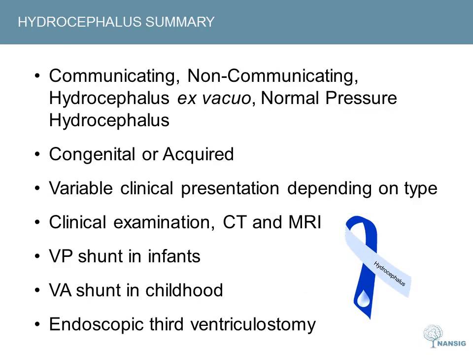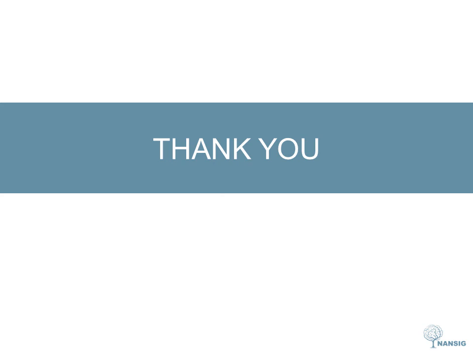In summary, there are many different types of hydrocephalus, and it can be congenital or acquired. The clinical presentation varies depending upon the type. In order to differentiate hydrocephalus from other diseases, we can use clinical examination, CT, and MRI. Surgery is the mainstay treatment for hydrocephalus, and we use different types of shunts as well as endoscopic third ventriculostomy.